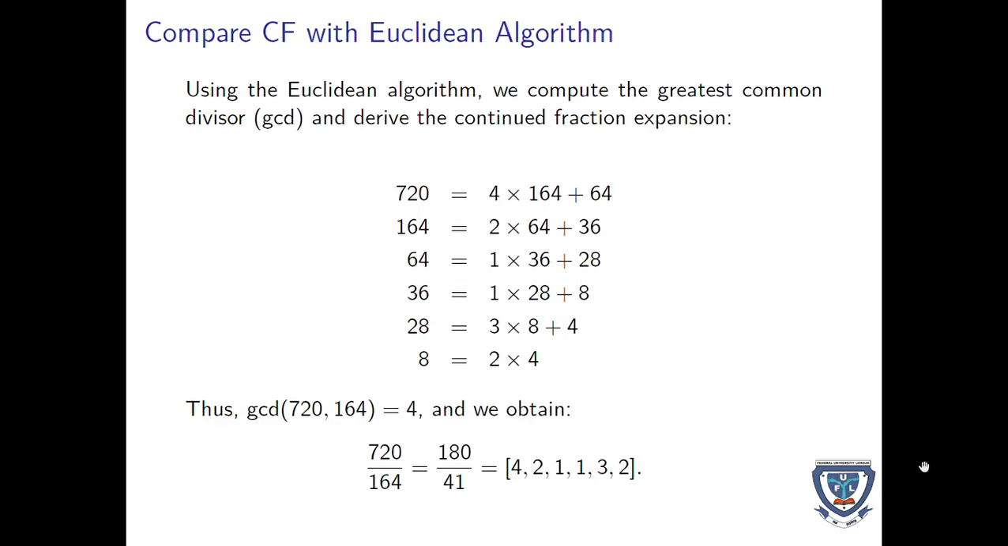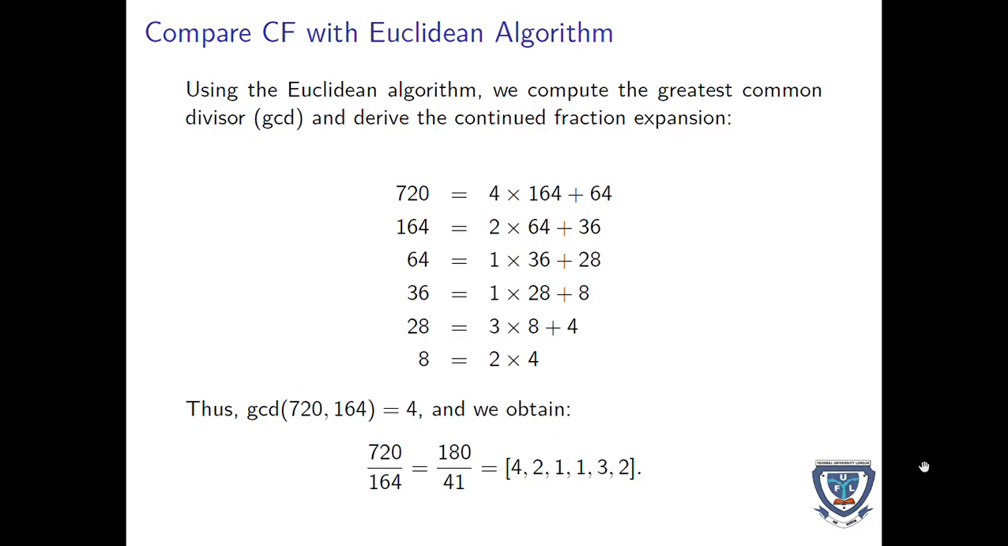We want to compare continued fractions with the Euclidean algorithm. Using the Euclidean algorithm, we compute the greatest common divisor, GCD, and derive the continued fraction expansion. Assuming we want to find the GCD of 720 and 164, the answer actually is 4 using the Euclidean algorithm.